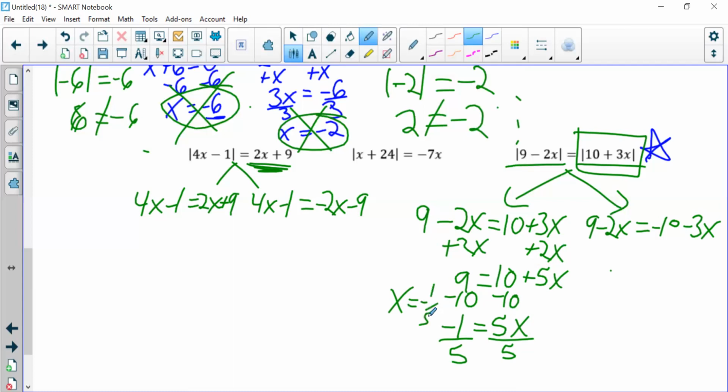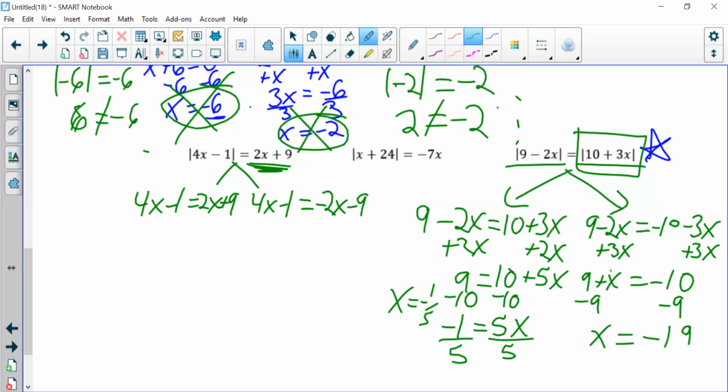All right, let's do our other half. Once again, we want all of our x's together. I'm going to add 3x to both sides. That gives me 9 plus x, because negative 2x plus 3x leaves me x, equals negative 10. I'm going to subtract 9 from both sides. So I get x equals negative 19.